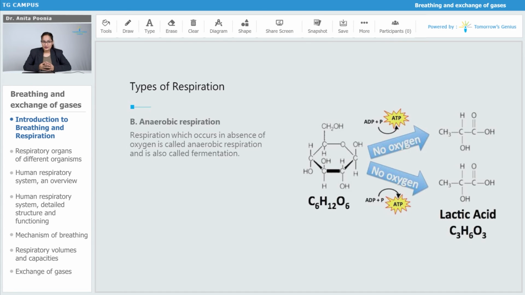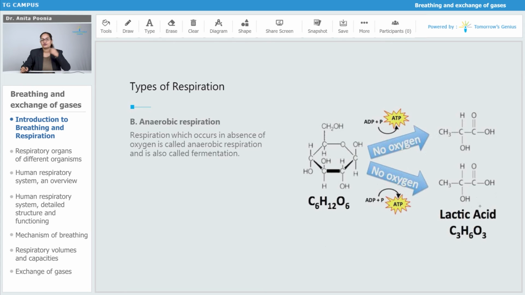Now, under anaerobic respiration, respiration occurs in the absence of oxygen, students. It's called anaerobic respiration, different from aerobic respiration. It is also called fermentation. Now, here there is no oxygen, okay, but definitely there is ATP. And the byproducts are different from aerobic respiration.